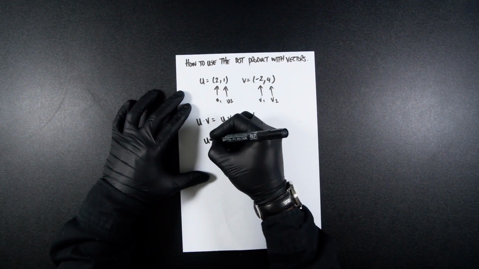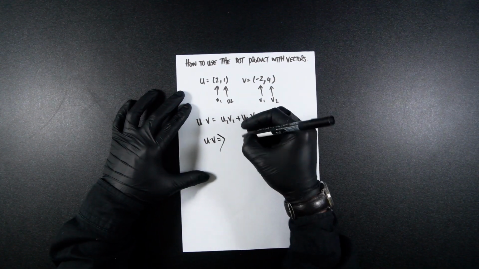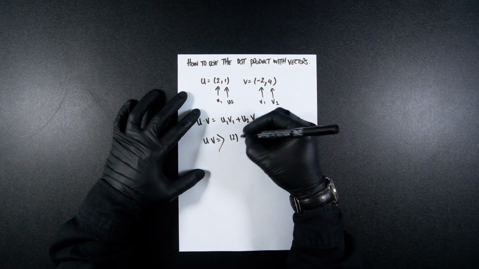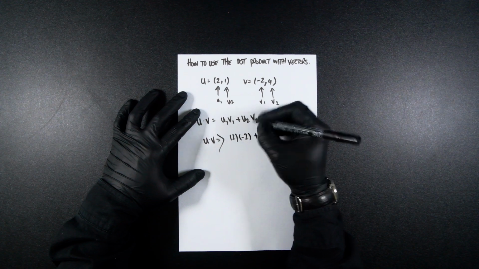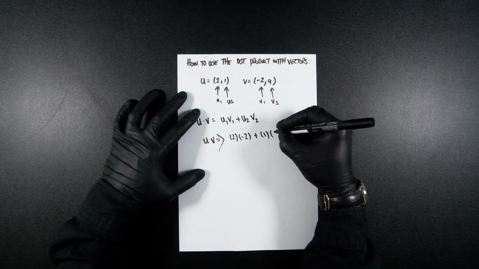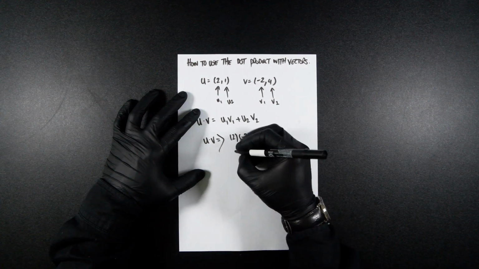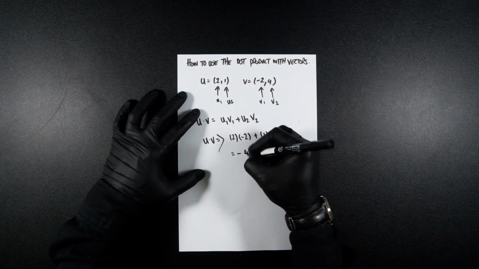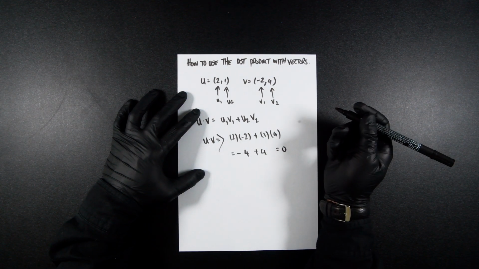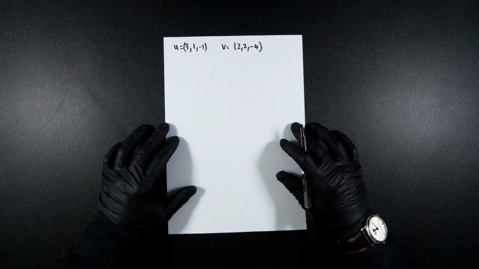So that means u dot v would be u1, which is 2, times v1, which is minus 2, plus u2, which is 1, times v2, which is 4. So this is then going to be minus 4 plus 4, which equals 0. Nice and easy. What if you're working in 3D space?